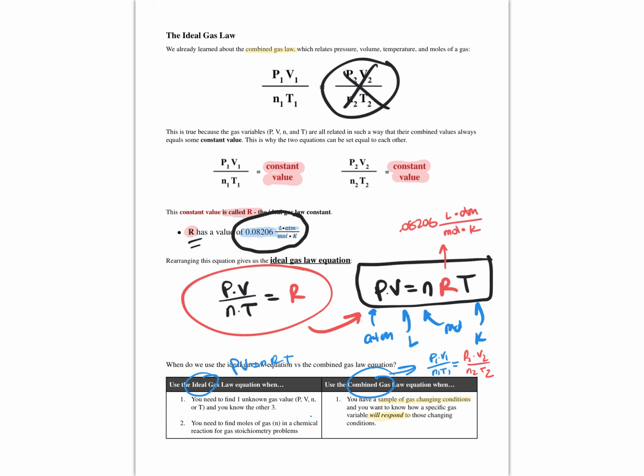We can find in one moment in time what one of the unknown gas variables is if we know the other three. And we're also going to use the ideal gas law whenever we're doing a chemical reaction or gas stoichiometry. So we'll see that this ideal gas law is actually a lot more useful than our combined gas law in most scenarios. Try out these ideal gas law practice problems on your own, and I'll be back in a moment to show you the solutions.